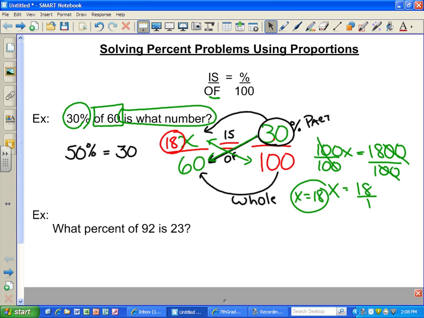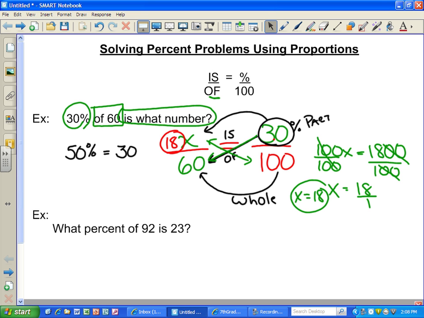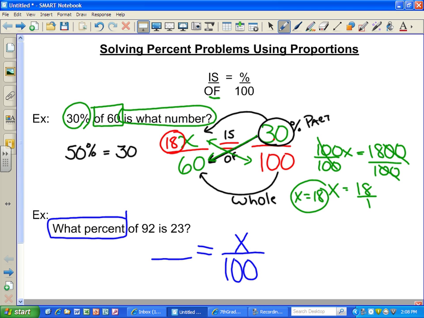Let's look at our next problem. We have what percent of 92 is 23. So right off the bat, we set up our proportion out of 100. The first thing I want you getting used to setting up is what goes out of 100 first. So since we don't know the percent, that's what we're going to put over 100. So that's going to be x.